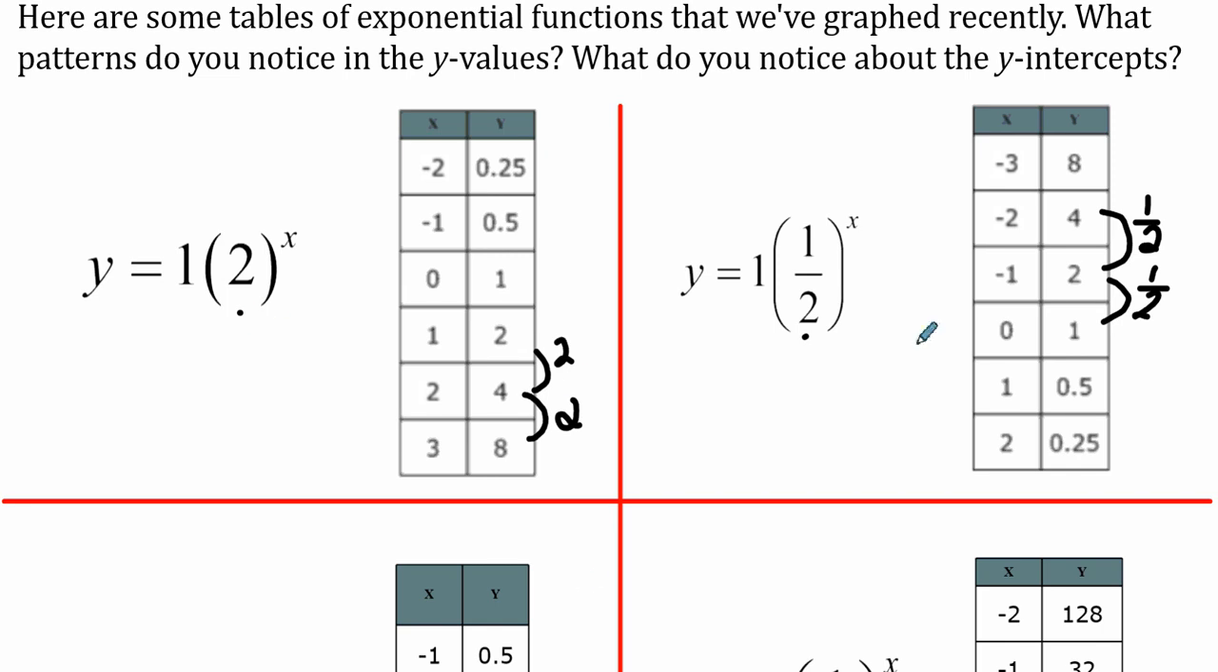Now we also want to look at y-intercepts, and y-intercepts for us, where the input is 0, we look for the corresponding output. So here we've got our y-intercept at (0, 1). Here we also have our y-intercept at (0, 1).